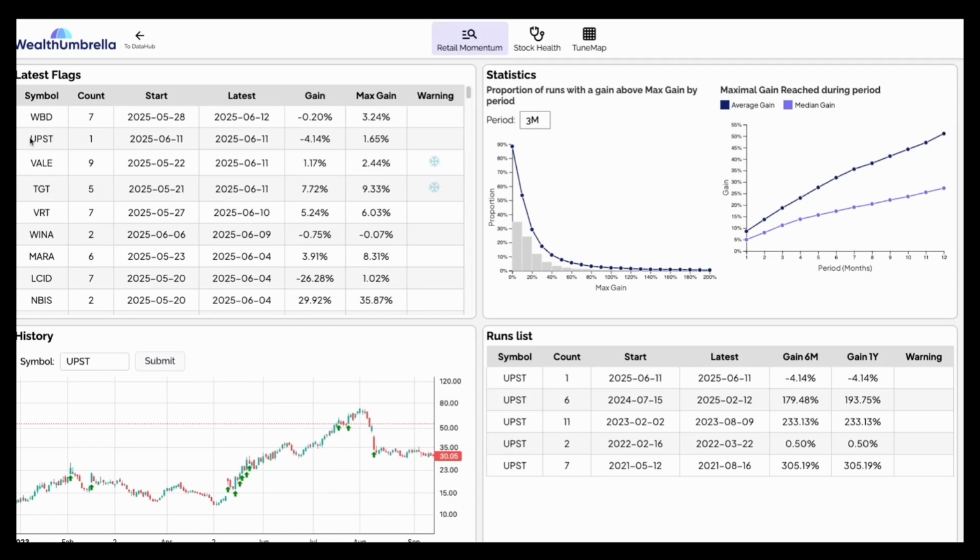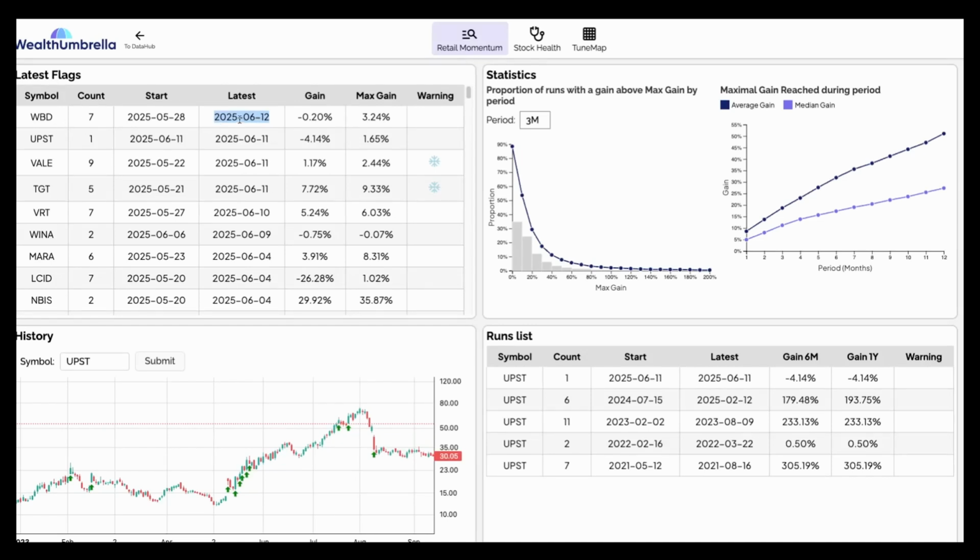Then for the table here, what we have is a few stats. First, the count is the number of flags that happened since the first one, the first one being on the start date here, and the latest one being on the latest date that is highlighted. And the table is ordered by the latest date, so you always see at the top the flag that happened closest to today.